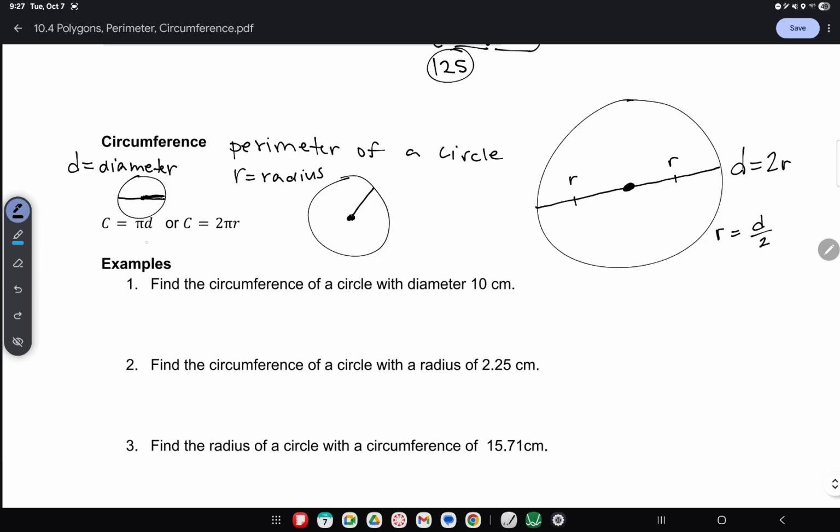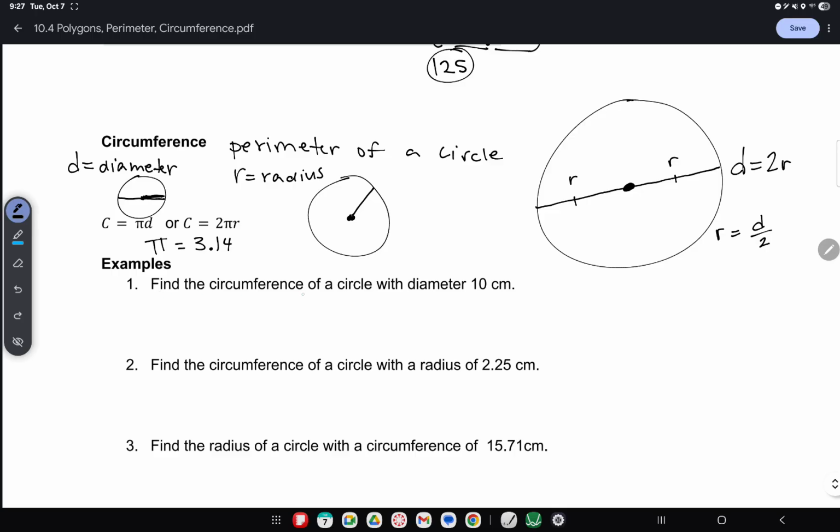I guess I haven't really said what pi is. Pi is a symbol, and the way we use it is we approximate it as 3.14. It's an irrational number that keeps going on forever and ever. There's no pattern and there's no repeating. But we just use 3.14 as an estimate for it. So that's what we'll use in the calculator.